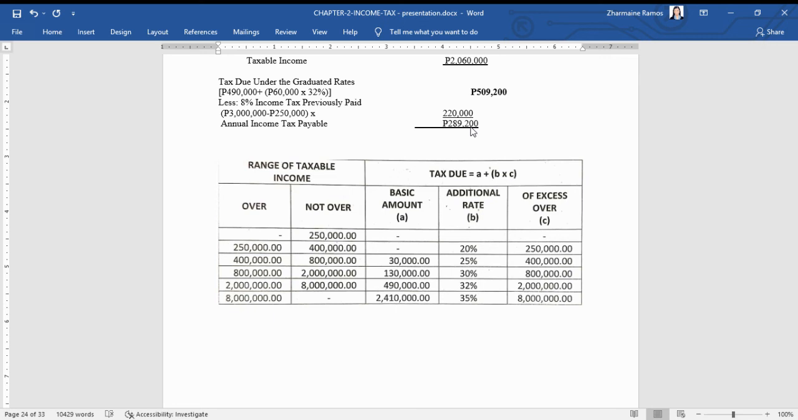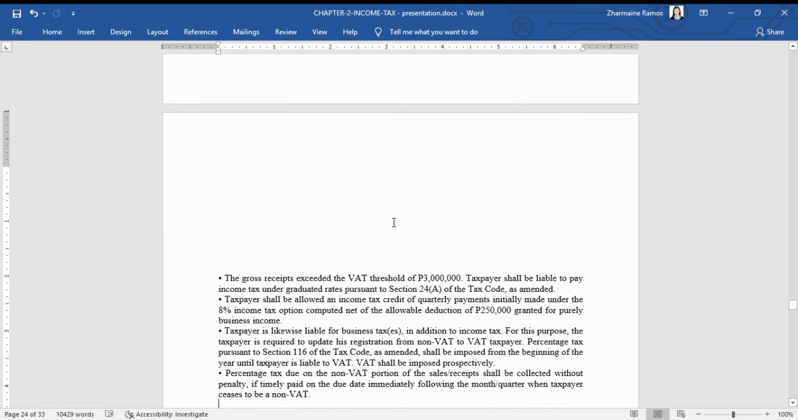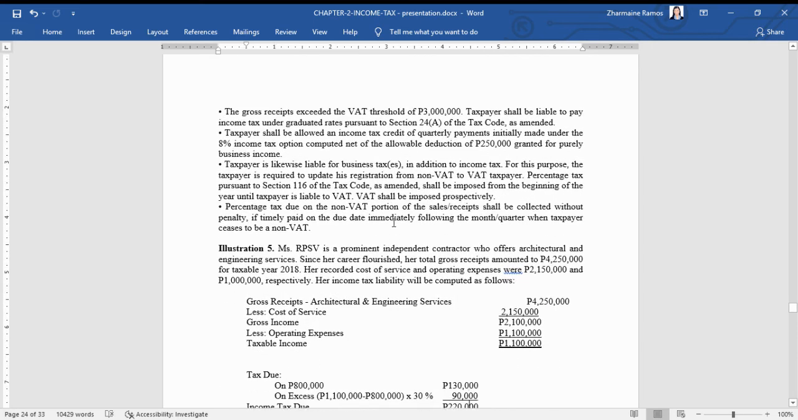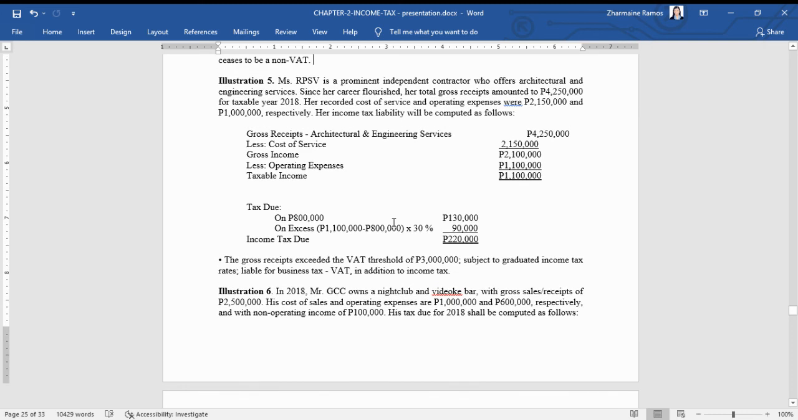Another one, illustration 5. This RPST is a prominent independent contractor who offers architectural and engineering services. Since her career flourished, her total gross receipts amounted to 4.250 million for taxable year 2018. She recorded cost of services and operating expense of 2,150,000 and 1 million respectively. So here, her income tax liability will be computed as follows.